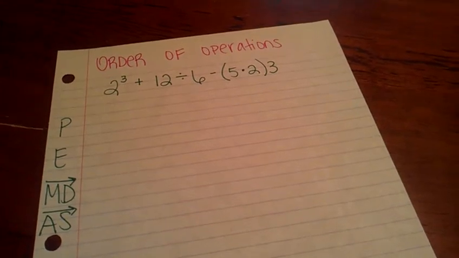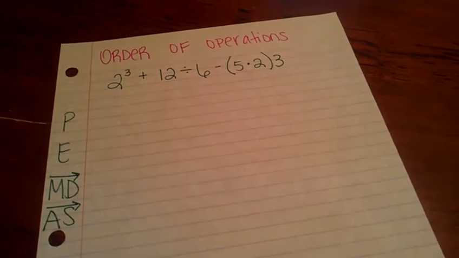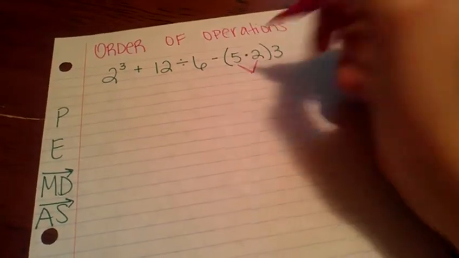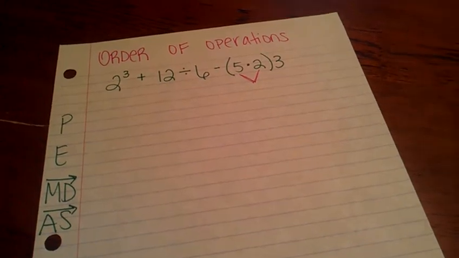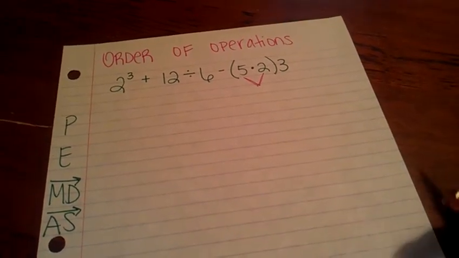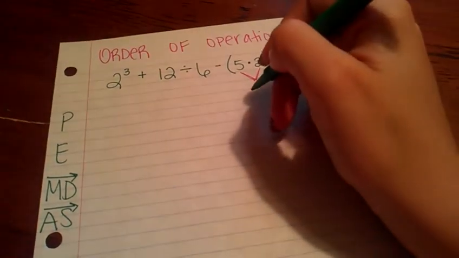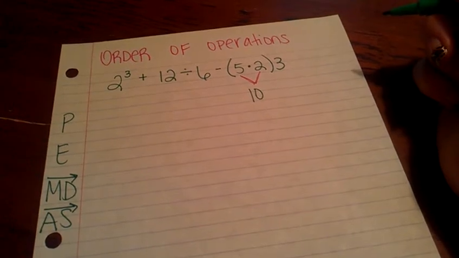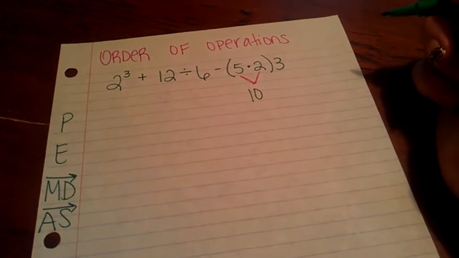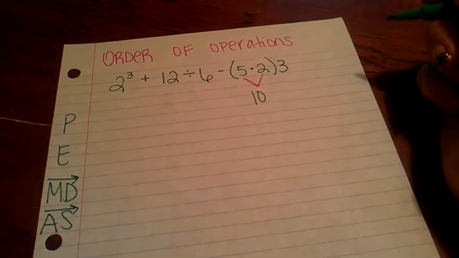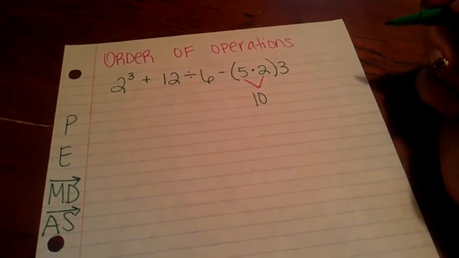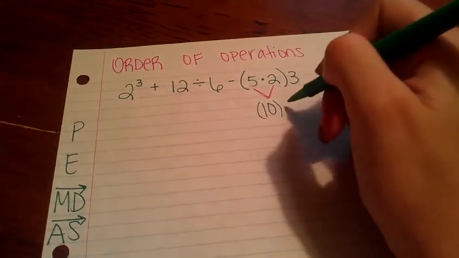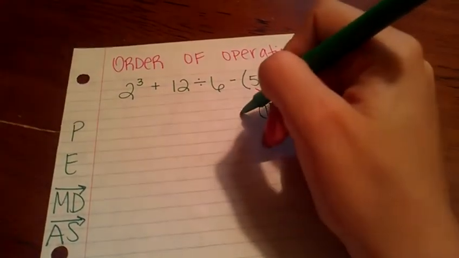Obviously, PEMDAS, the very first operation you do is anything in parentheses. Right here we've got our parentheses, so draw an arrow below it so you're showing what operation you're doing first. 5 times 2 is 10. And what you're going to see is once I do that one operation, I rewrite the entire problem. It takes a lot of room, but it doesn't matter. You rewrite the entire problem. 5 times 2 is 10, so I'm just going to rewrite everything else.